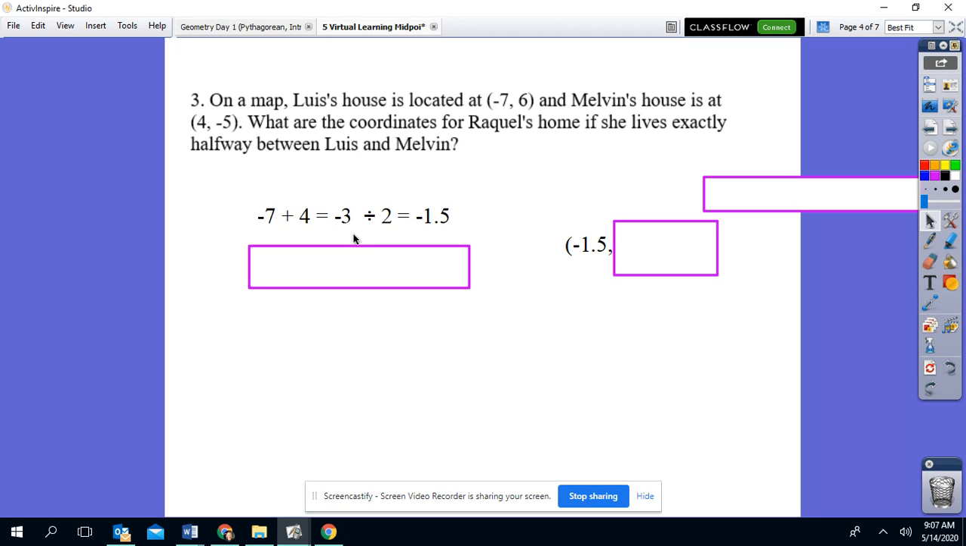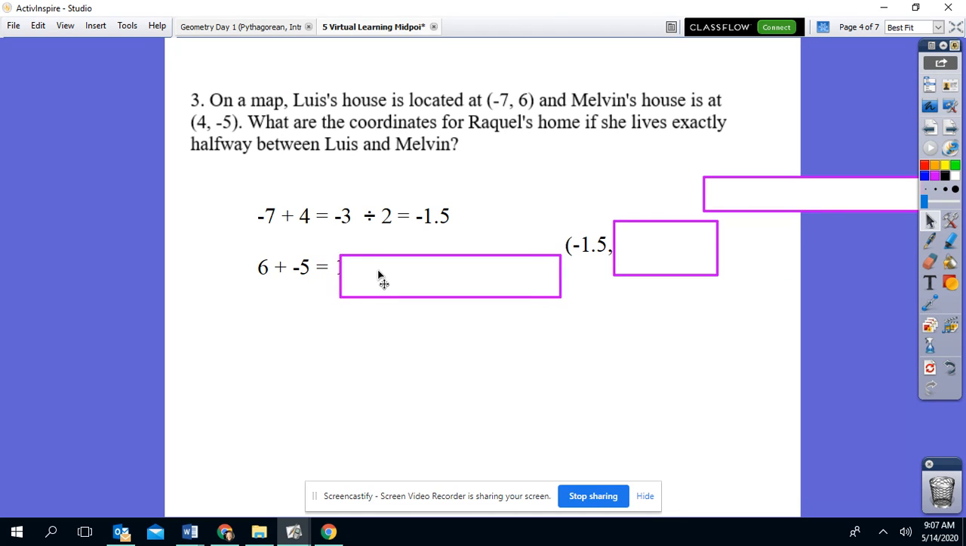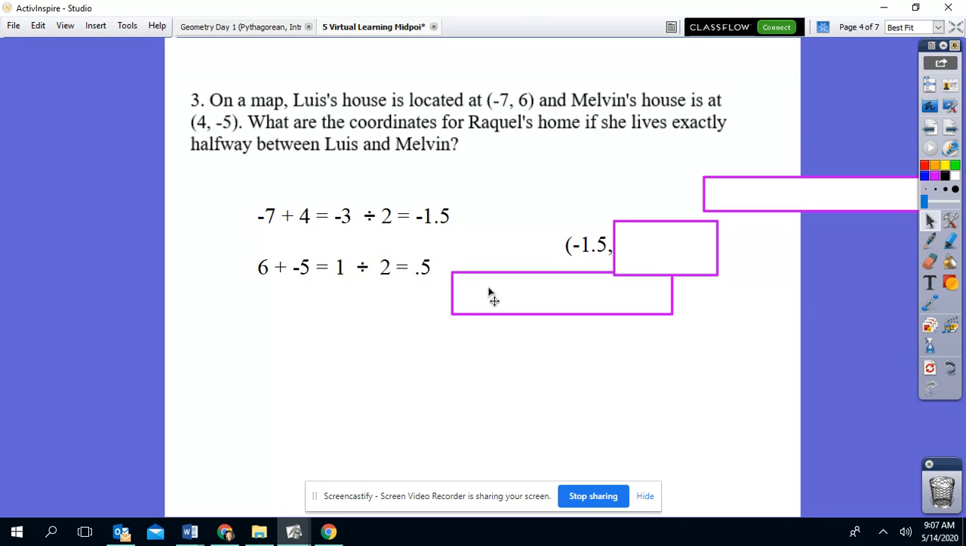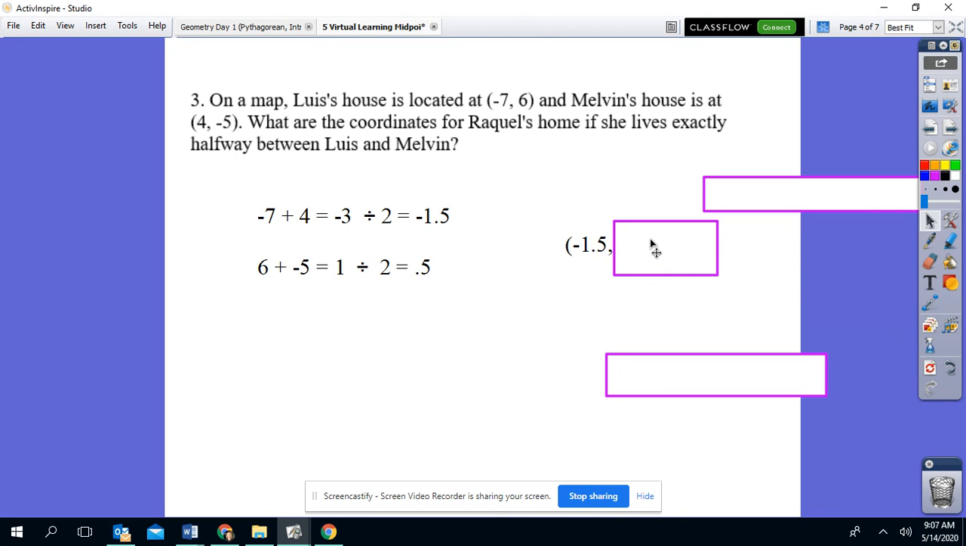For my y's, I've got a 6 and a -5. So 6 plus -5 gives me 1, and 1 divided by 2 is just 0.5 or 1/2. So because that -1.5 was a decimal, I just put my other coordinate as a decimal as well. Okay, so that's finding the midpoint.